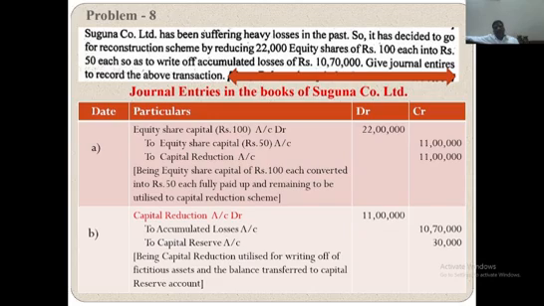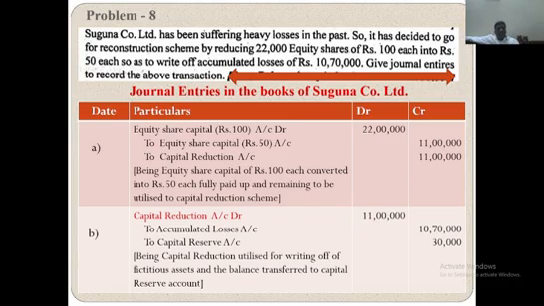So total 22 lakhs, 22,000 into 100, 22 lakhs is debited into old equity share capital account. Old equity share capital, how much? 22,000 into 100, 22 lakhs. But this amount is converted, reduced by 50 each. So to new equity share capital account, to capital reduction account, being equity shares capital of rupees 100 each converted into 50 each fully paid up, the remaining to be utilized for the capital reduction scheme.